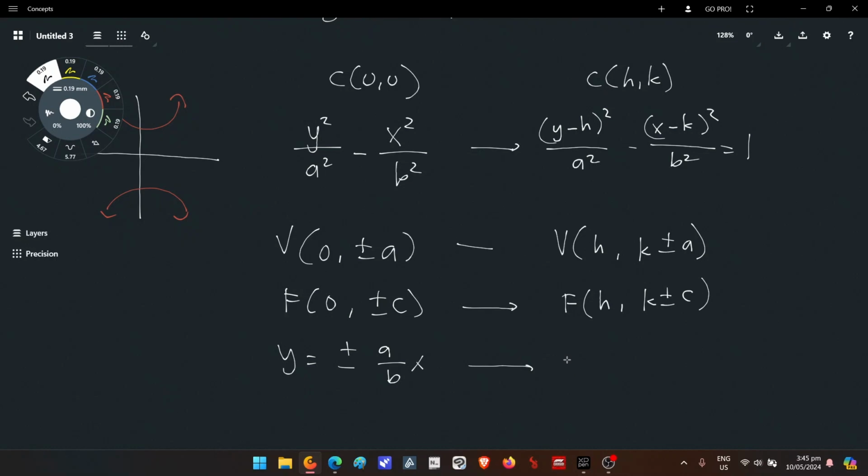Same goes for the asymptotes: since it's y, it's going to be y minus k equals positive negative a over b, and since it is x, it's going to be x minus h.